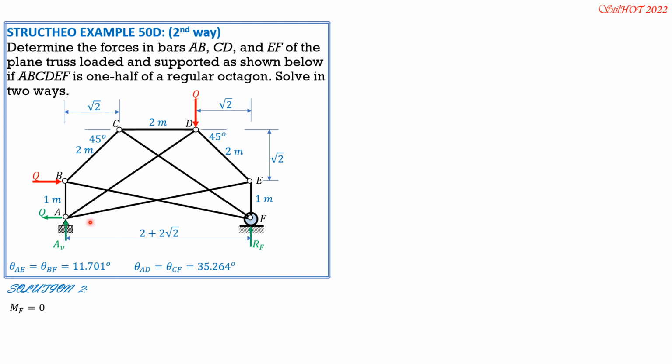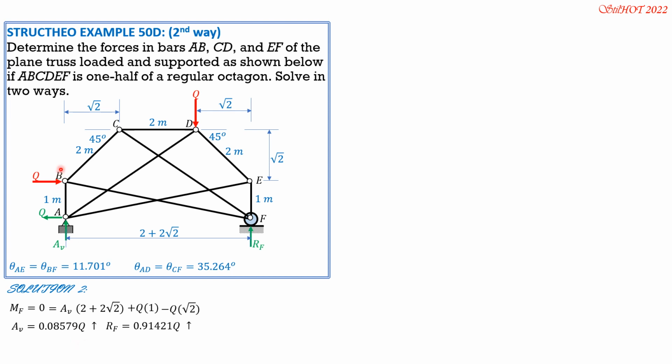Moment about F equals 0 to solve for AV. Just like before, AV times 2 plus 2 square root of 2, then plus Q times 1, and minus Q times square root of 2. So that's why AV is equal to 0.08579 of Q upward. RF is just Q minus 0.08579 Q. So RF is equal to 0.91421 Q.